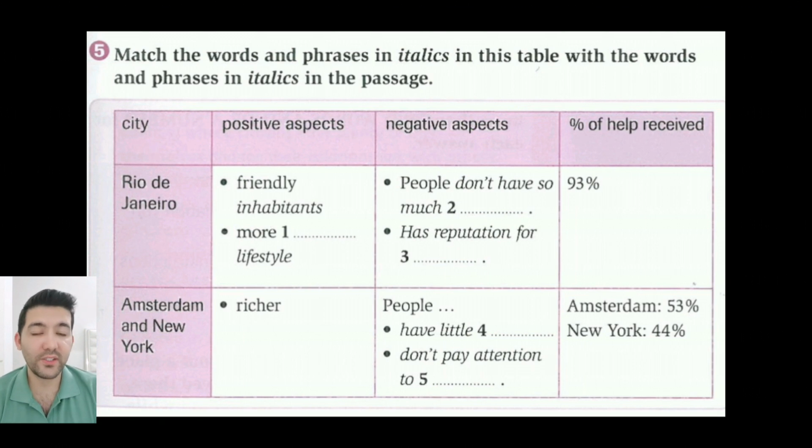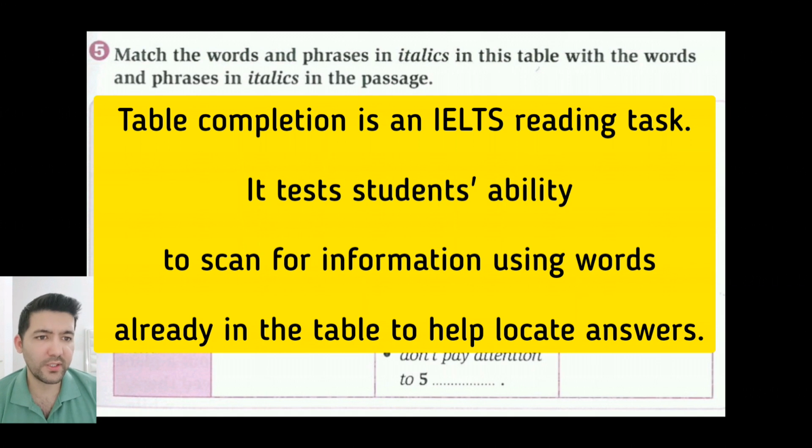Let's do exercise 5 on page 9. As you can see, this exercise is table completion. Table completion is an IELTS reading task. It tests students' ability to scan for information using words already in the table to help locate answers.